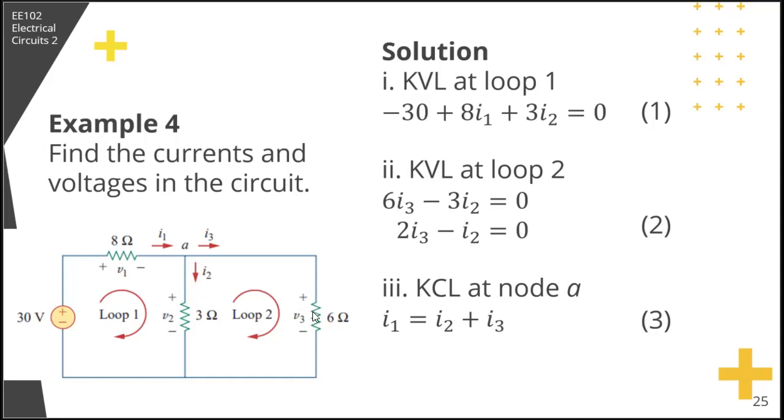So that is 6I3, right? Then minus 3I2. Simplify that, so we get 2I3 minus I2 equals 0. This is our second equation. Then KCL at node A: the current entering is I1, and the currents leaving are I2 and I3. So I1 is equal to I2 plus I3. Now we have three equations for our currents. So how do we solve this?